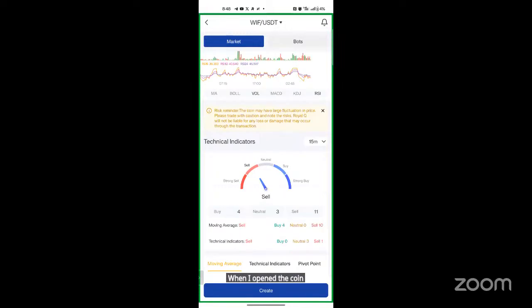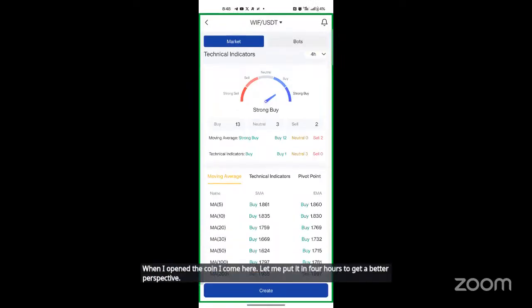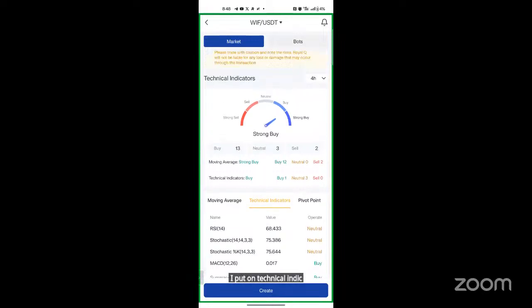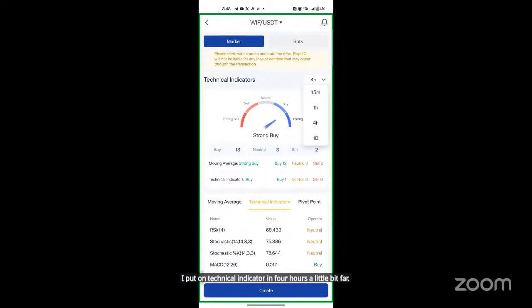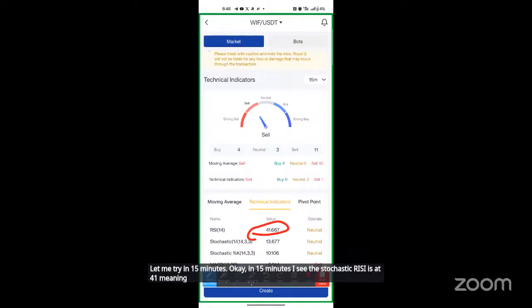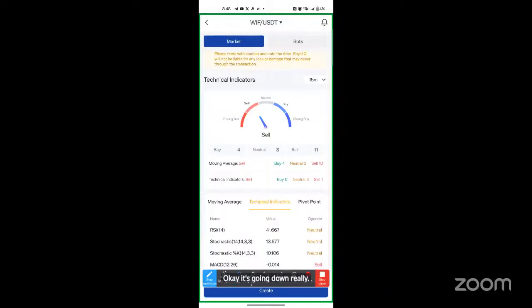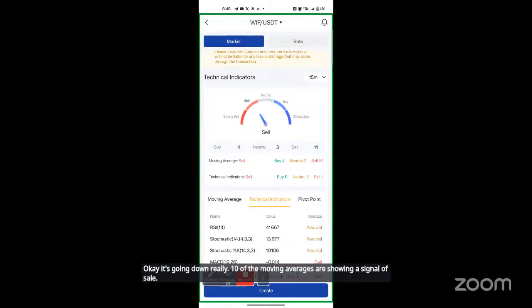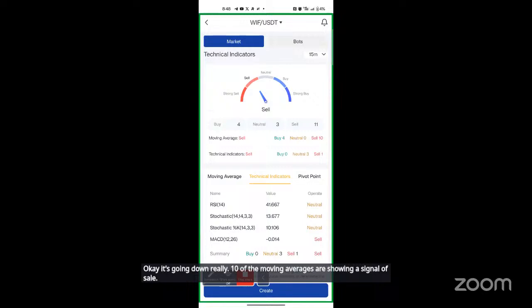I come here. Let me put it in 4 hours to get a better perspective. I put on technical indicator. In 4 hours, it's a little bit far. Let me try in 15 minutes. Okay, in 15 minutes, I see the stochastic RSI is at 41, meaning it's going down. 10 of the moving averages are showing a signal of sell. So the coin is in the sell mode.